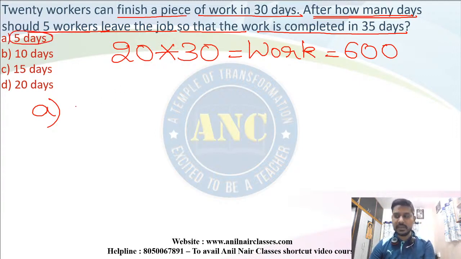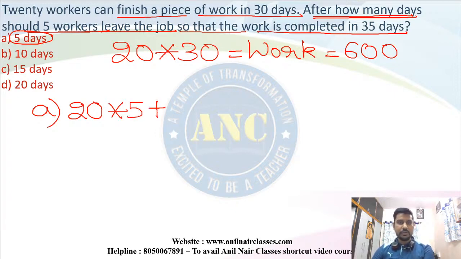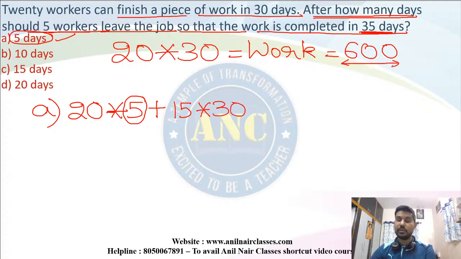After 5 days, that means initially they are working for 20 workers for 5 days, and then 5 workers will leave the job, right? So it is 20 into 5. Initially, for the first 5 days according to the first option, all 20 men were working, and after these 5 days, 5 workers left, only 15 are there. But the question says the work will get completed in 35 days. 5 days are completed initially, remaining 30 days. So this should give you 600.